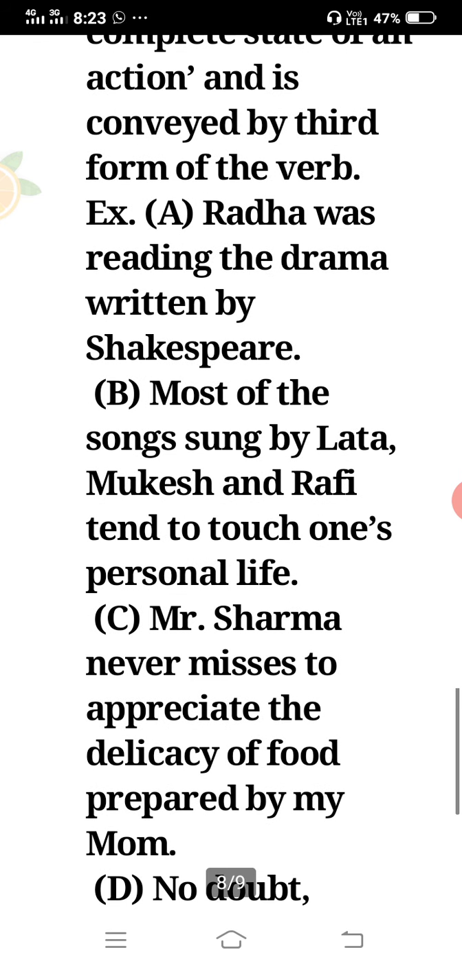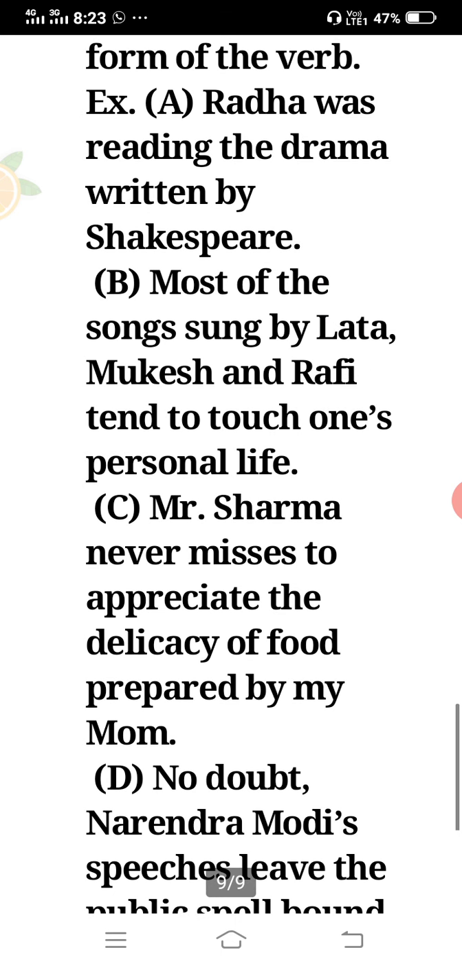Okay. The next example, see, most of the songs sung by Lata, Mukesh and Rafi tend to touch one's personal life. Okay. Most of the songs sung by Lata. Now here the participle form of the verb is sung, and this sung verb is qualifying the song, the noun, and as the nature of a verb denoting action, also taking an object.